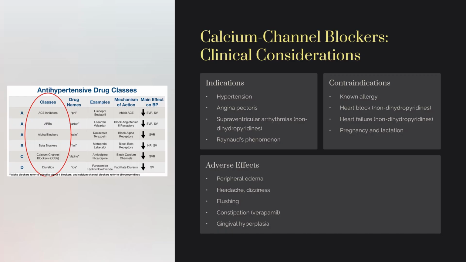Again, the reason we would administer calcium channel blockers: hypertension, angina, supraventricular arrhythmias, specifically those non-dihydropyridines, and then for Raynaud's. So remember, Raynaud's was that vascular constriction, and in the same way, that's how it's affecting that, allowing for vasodilation. So we wouldn't give these to somebody who has allergies. We wouldn't give the non-dihydropyridines to somebody with heart block or heart failure, and don't give to people who are pregnant or lactating.